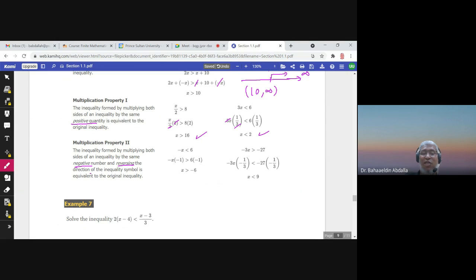But if you are going to divide or multiply by a negative number, then you have to reverse the direction of the inequality symbol. If it is less than and you are multiplying by -1, you have to make it greater than. So negative x, if you multiply by -1, it would be x, and less than would be greater than, and 6 would be -6. So you have to pay attention to this. Here, -3x, we divide by -3, or we multiply by -1/3. So we divide by a negative number, so we change greater than to less than, and x would be less than 9.